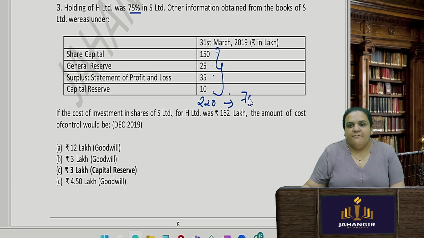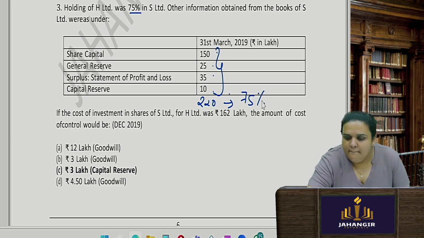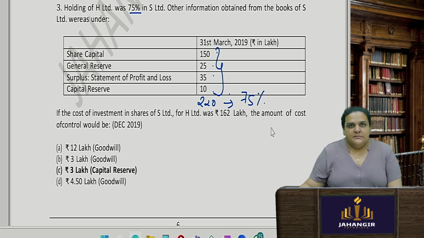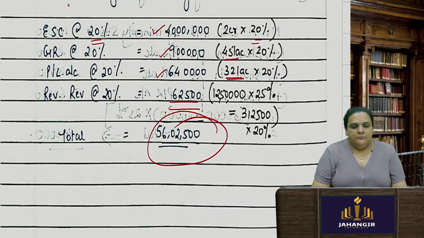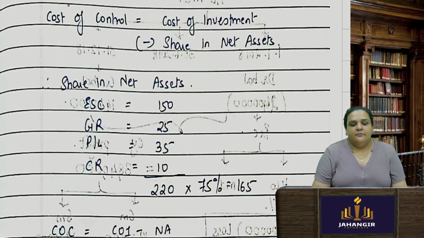Take 75% of this 220 because the holding is 75%. That is 165. So your share in the net assets is 165. You paid how much? 162. So 3 lakhs will be your capital reserve. I've solved this sum. I've solved everything for you.